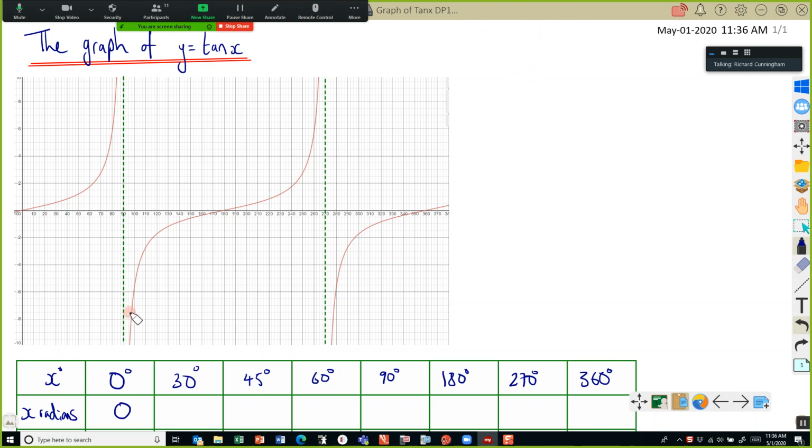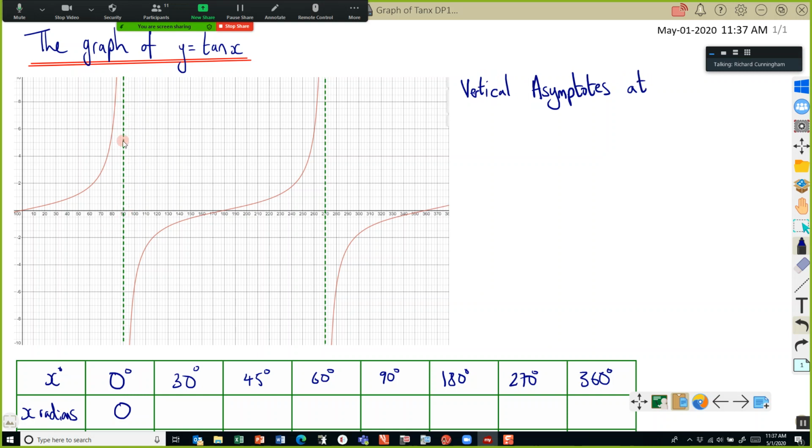There are vertical asymptotes. Okay, so we've talked about asymptotes before. What are asymptotes? Yep, the graph tends to a certain number. Does it ever reach it? No, it doesn't. So we've got vertical asymptotes here.